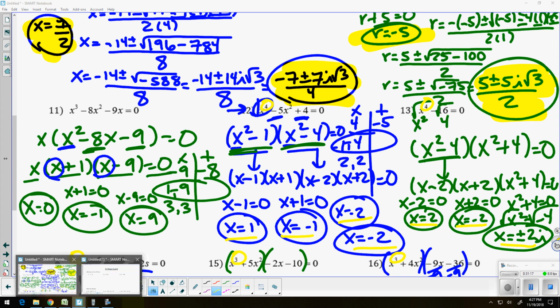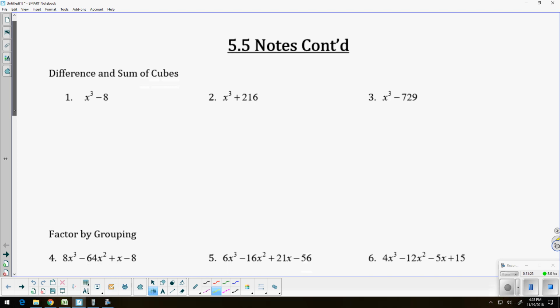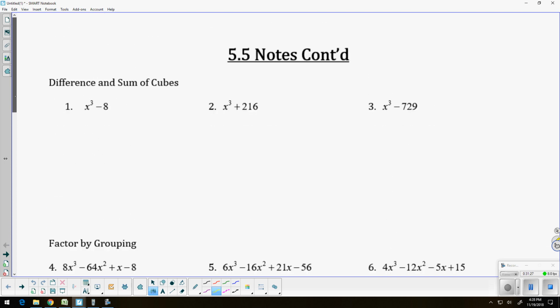Okay, I know my students, you guys have some extra factoring practice if you'd like to try that. We got more sums and differences of cubes, factoring by grouping, and then quadratic likes. So if you want some extra practice, you can always do more of that.